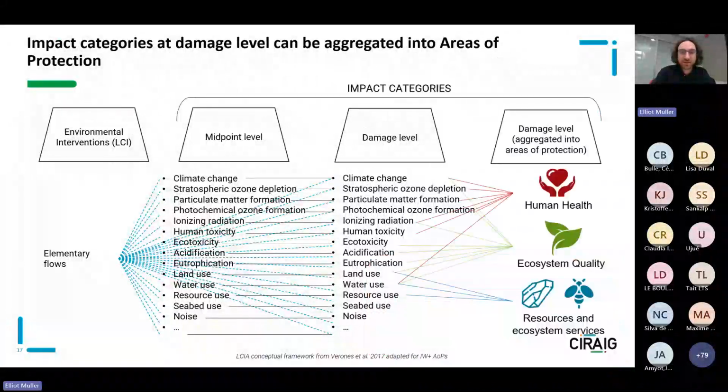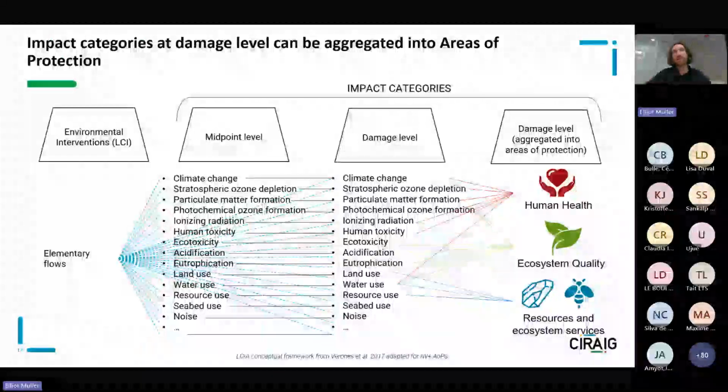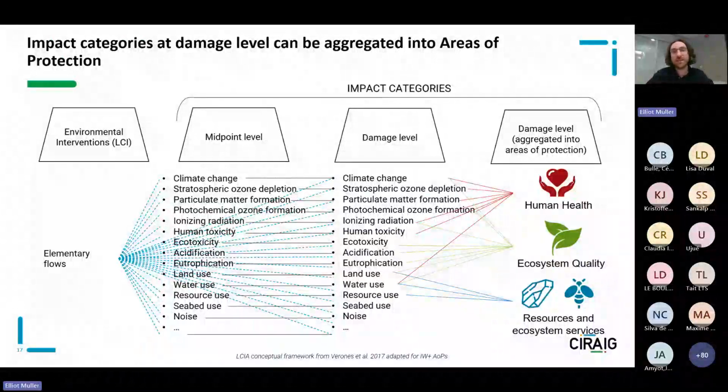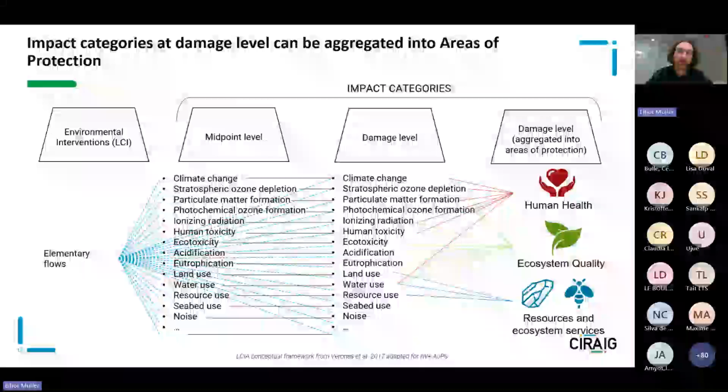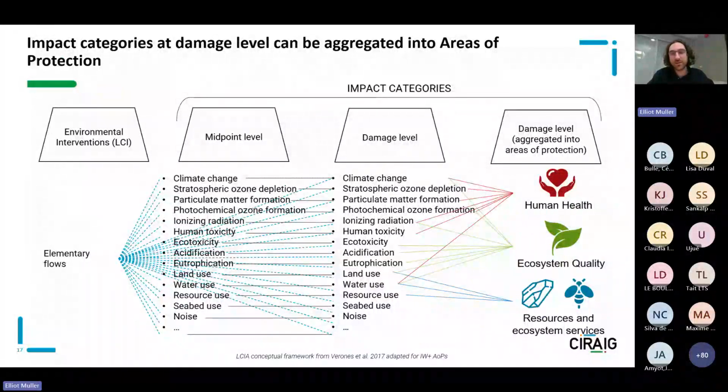Then a specificity of Impact World Plus is the area of protection interpretation level, which is really the aggregation of the different damage level indicators. And that is possible because all those indicators at the damage level have the very same unit, namely DALY for the human health indicators, and PDF meter square for the ecosystem quality indicator.